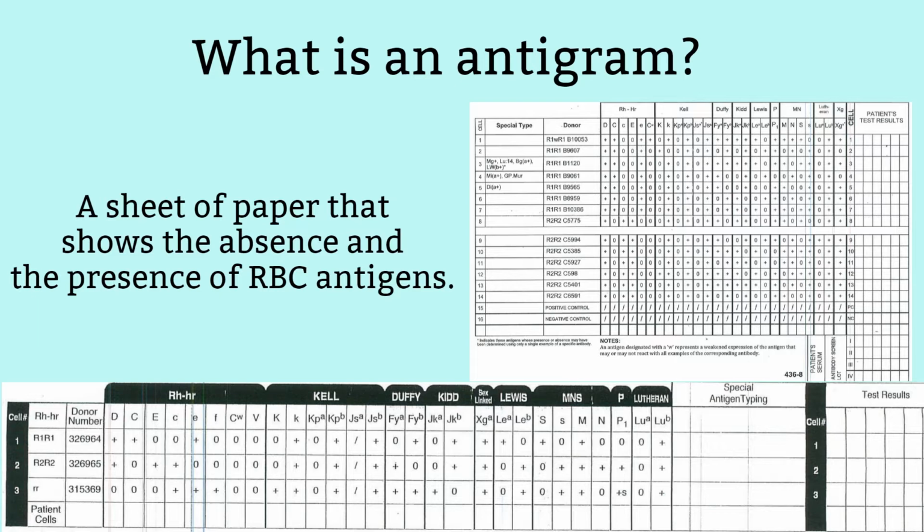The difference between the screen and the panel is that the screen represents fewer donors. The screen usually consists of 3 donors, while the panels can have upward of 20, depending on the type and the manufacturer. The zeros mean the donors do not have those antigens present on the RBC. The positive means that the donor has those antigens present on their RBC. You will see why these symbols are important in a second.